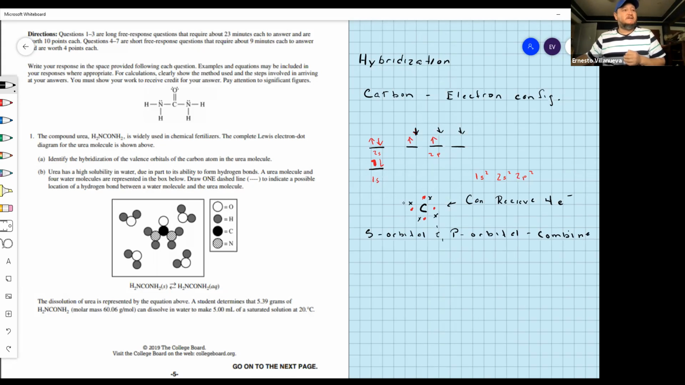So what happens is this becomes this. And then the electrons are distributed as such. This new orbital is called an sp orbital. Okay. This is now what we call a hybrid.